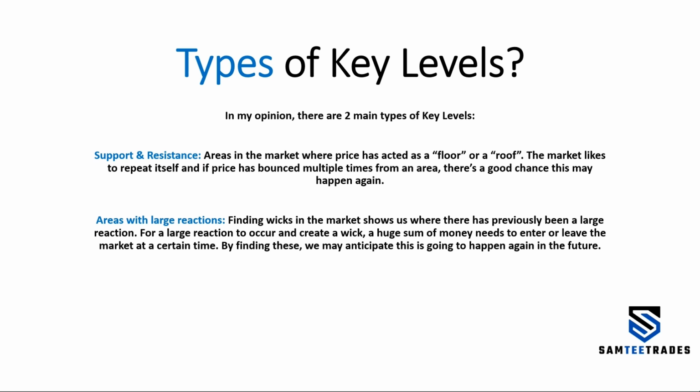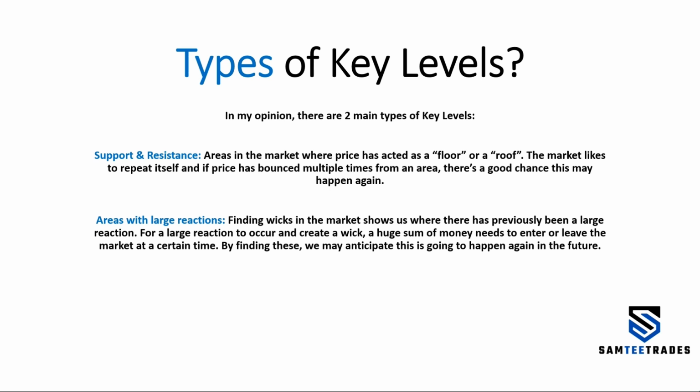And then the other one, which I know some people do use, but most people don't, is finding wicks within the market. By finding a wick, you have identified a large reaction in the past. Due to this large reaction, that would mean that a big sum of money has come into the market, whether it's selling or buying. A big wick means that there was a big reaction. Following on from what we've said with the market repeating itself, a big reaction could happen again, and you're going to see some examples of where this has happened, okay?